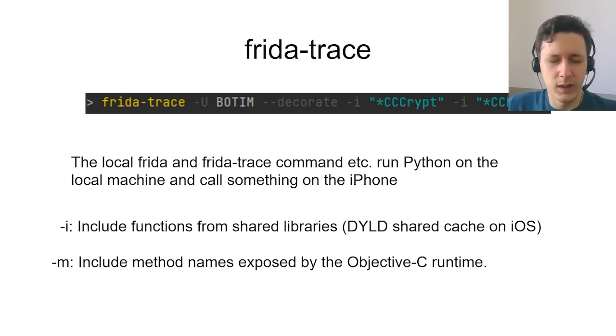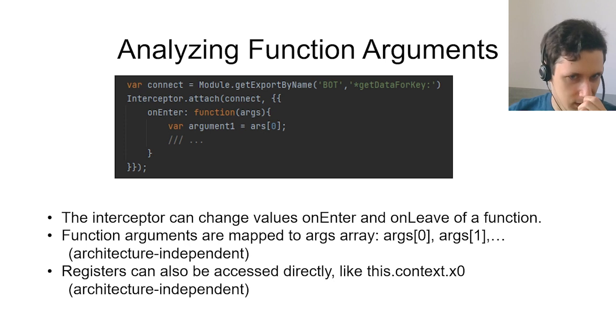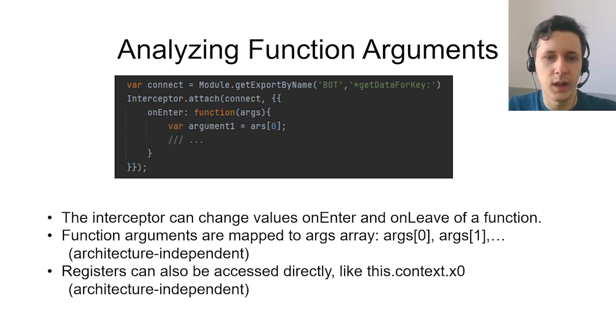In instrumenting iOS applications, it's mainly two keys that we will be using. For instrumenting, -i includes functions from shared libraries, and -m includes methods from names exposed by the Objective-C runtime. This will allow us to analyze function arguments because, for example, the interceptor can change values on enter and on leave of the function. The same can be done with handlers inside of Frida trace.